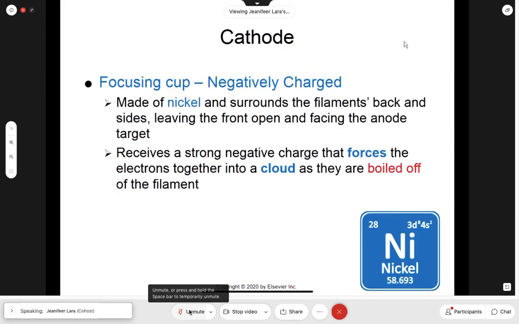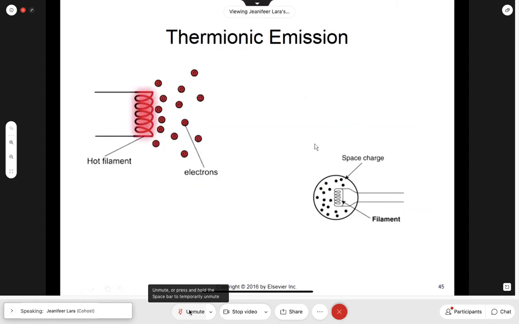When the electrons stay in this cloud, a cloud of electrons after they've been boiled off by the filament, this is going to be called the space charge. Okay? So let me back up. We're putting it all together.